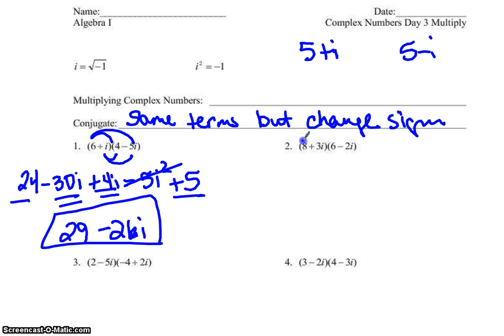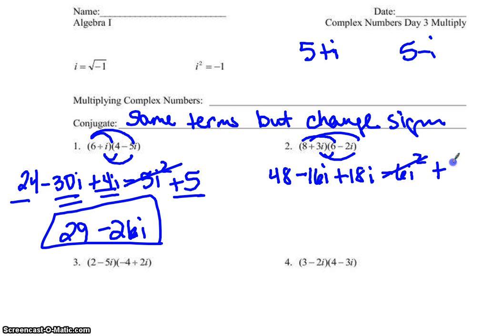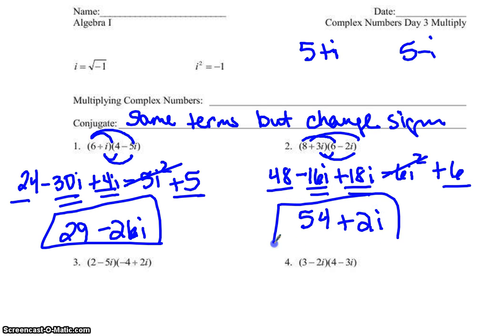Looking at number 2, you're going to distribute your 8. So 8 times 6 is 48. 8 times -2i is minus 16i. Then you're going to distribute your 3i. 3i times 6 is plus 18i. 3i times -2i is minus 6i squared. That i squared means that this right here becomes plus 6. 48 plus 6 is 54. And then negative 16i plus 18i is plus 2i. Once you're to the point that you're combining like terms in that last step, you will not change exponents.